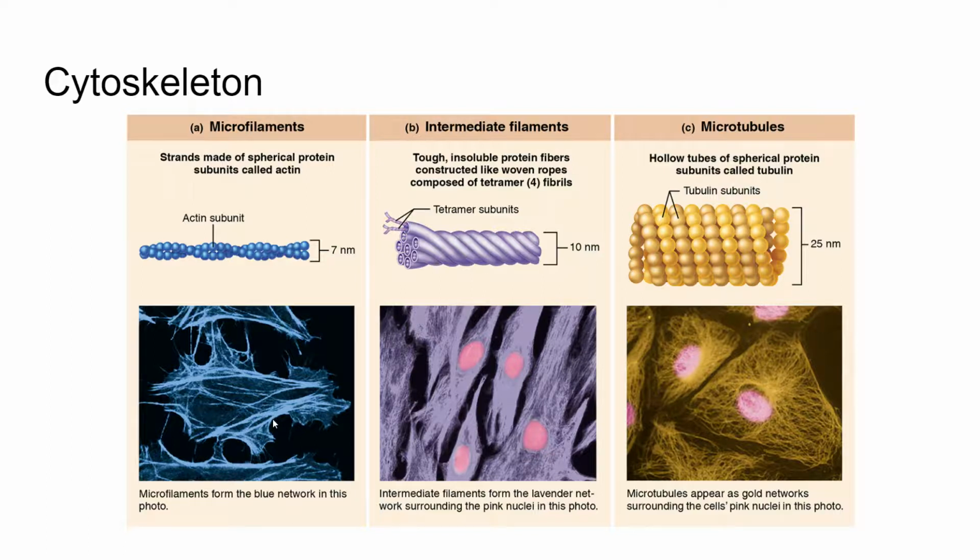The intermediate filaments are not so fluid. All right, like it says, they're tough and they're insoluble. They're not able to be broken down. And so think of these as being more permanent portions of the cytoskeleton. They provide a lot of structure for the cell. And then microtubules are more like ropes.